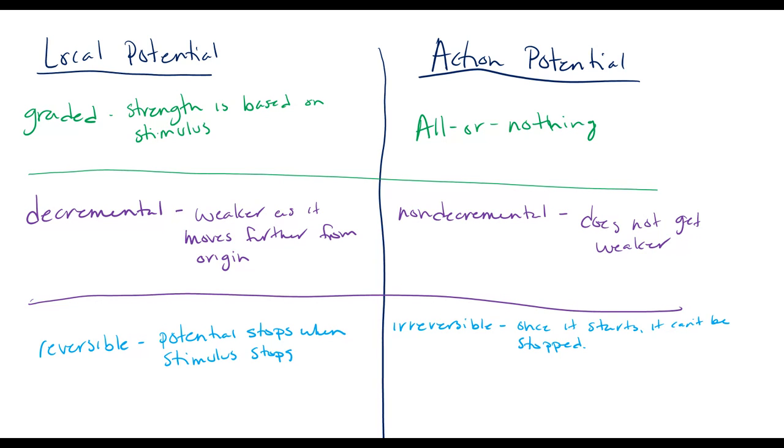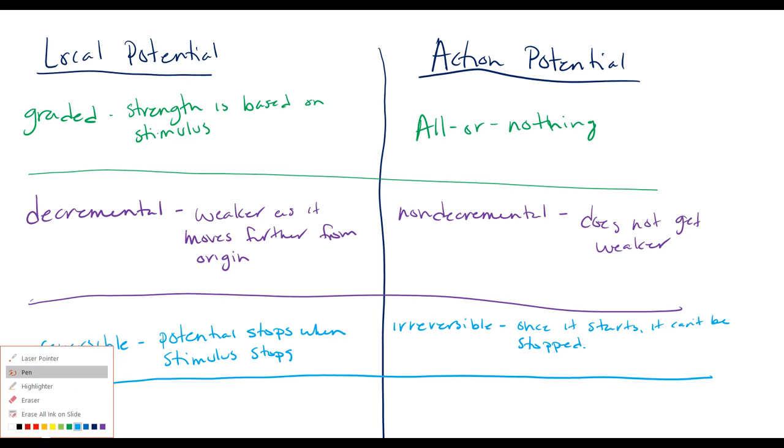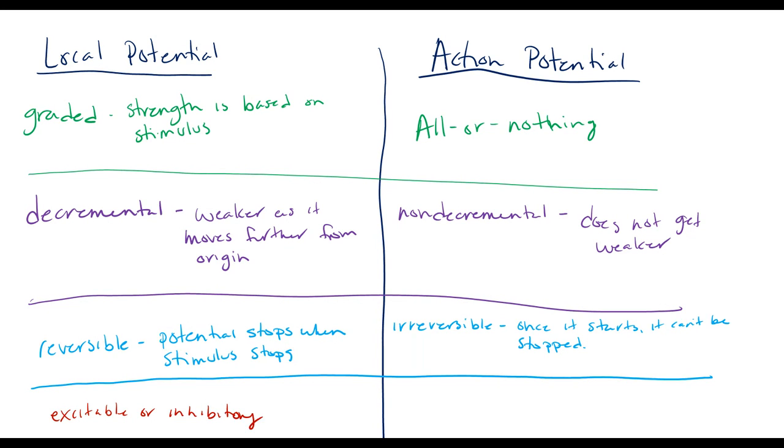Now the last one. We talked about how the local potential can be either excitatory or inhibitory to a cell. An action potential is always excitatory. Always excitatory in an action potential, and local can be excitatory or inhibitory, as we saw in that graph I showed you a couple slides ago.